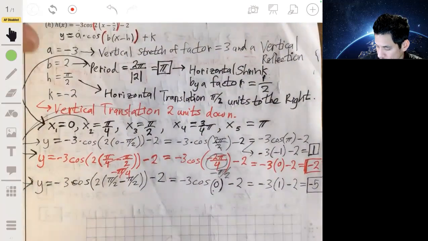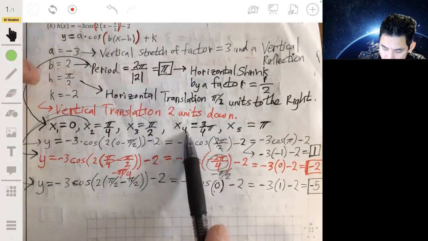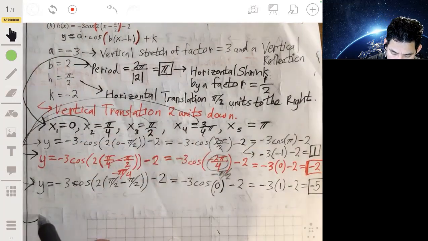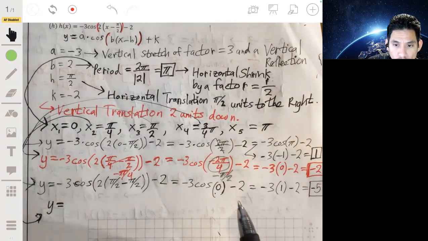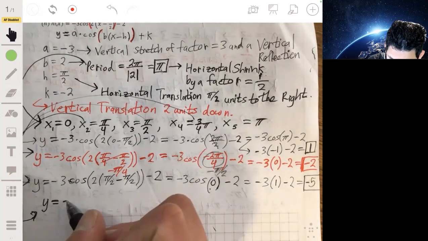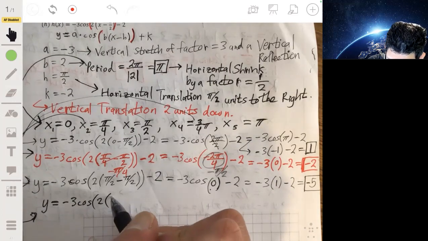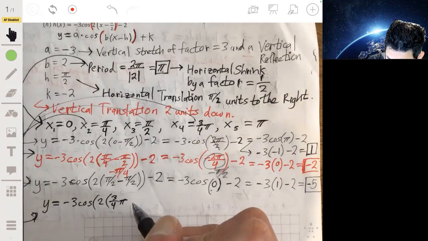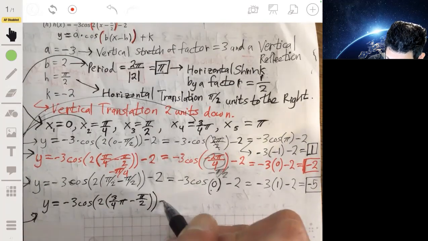All right, 3 down, 2 more to go. Now we just got 3 pi over 4. So we plug in 3 pi over 4 into x. So we'll get -3 times the cosine of 2 times 3 pi over 4, 3/4 pi, minus pi over 2 minus 2.